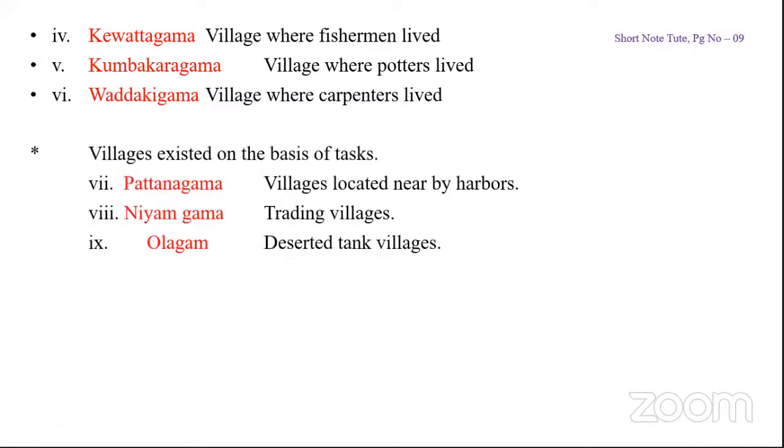Even villages existed on the basis of tasks. Patanagam, a village located nearby harbors. Niyamgama, a trading village. Olagam, deserted tank villages.